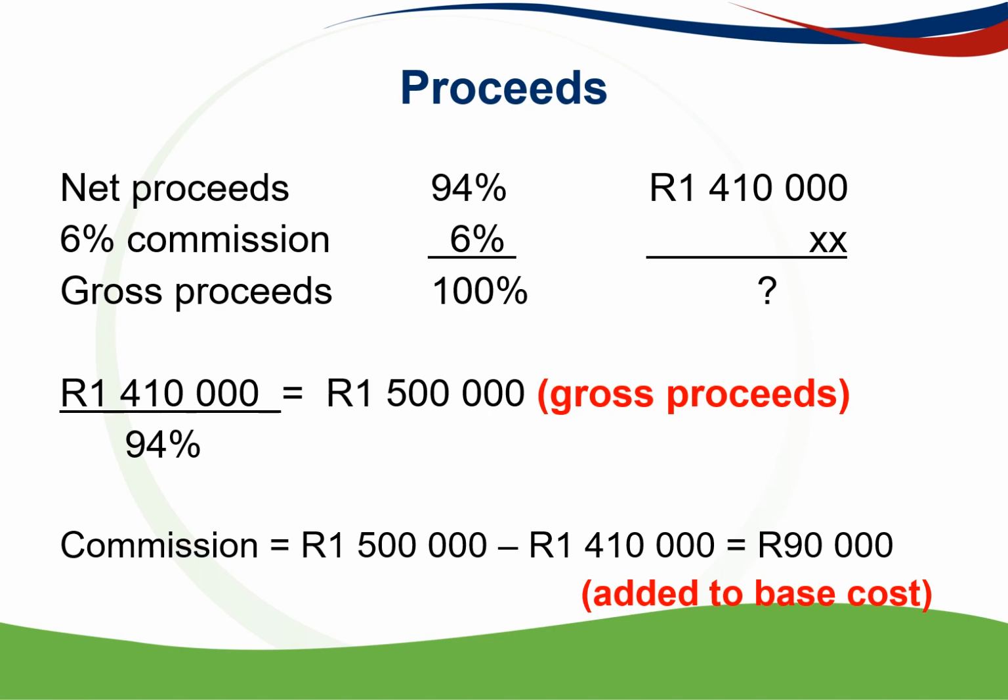So you take the 1,410,000 Rand and you divide it by 94%, then that will give you 1.5 million Rand, which is the gross proceeds. And the commission will then be the difference between the 1.5 million Rand and the 1,410,000 Rand, and that gives you 90,000 Rand. And the agent's commission will always be added to the base cost. You can also calculate the agent's commission as 6% times the 1.5 million Rand.